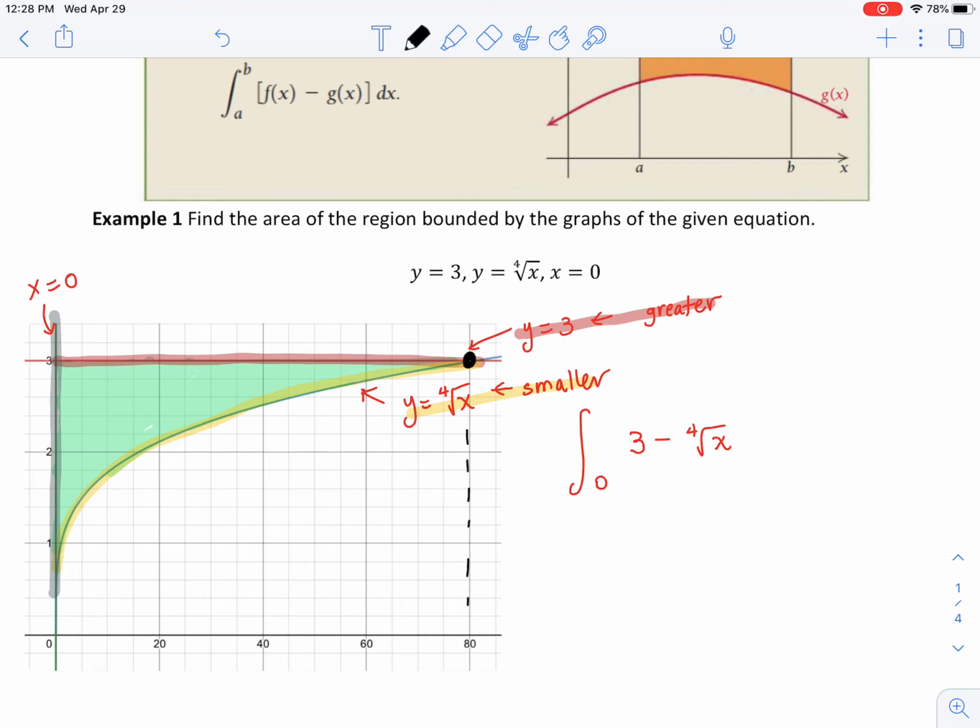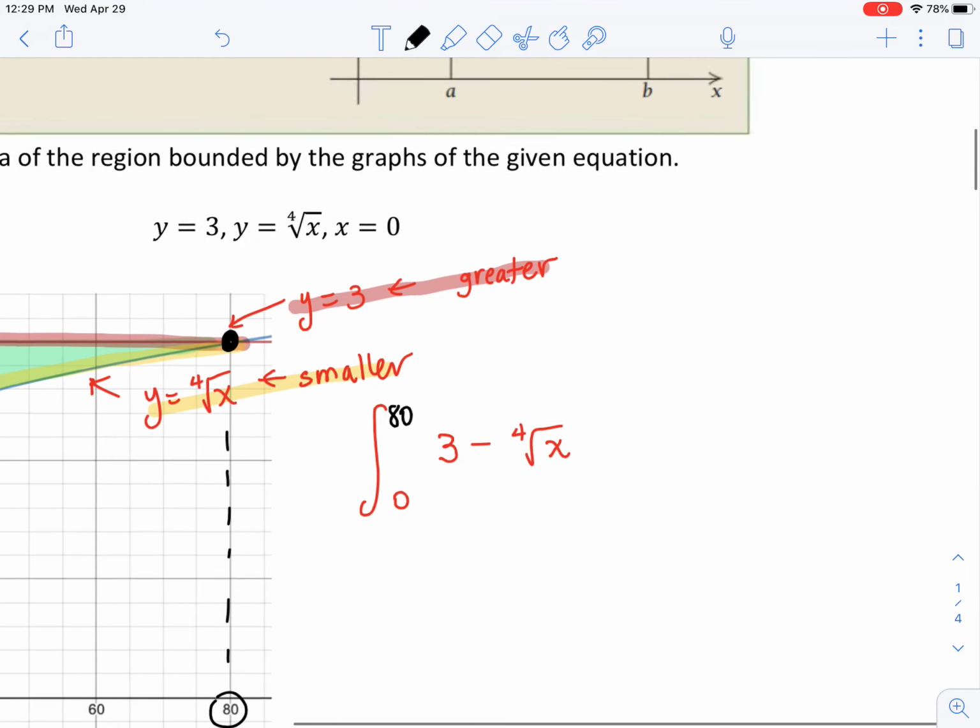Now, here's the great news though, guys. Because I graphed it on a Desmos calculator, I can see the endpoint is what? It's 80. Now, say that you don't really graph it though. If you don't graph it, will we be able to find where they intersect? Absolutely, right?